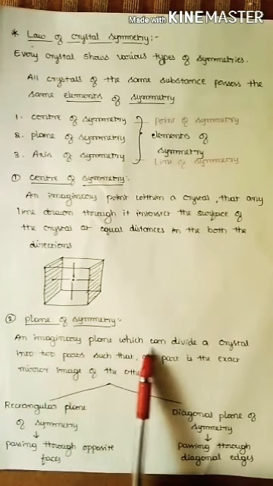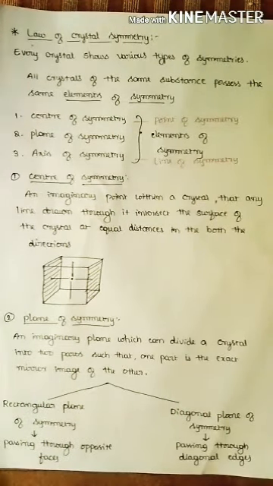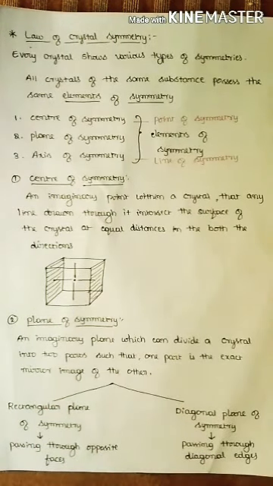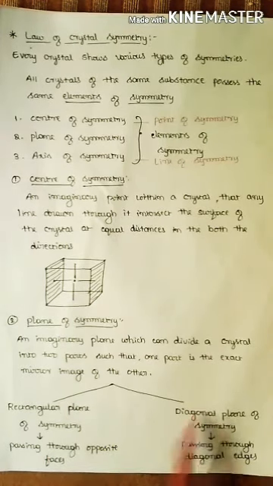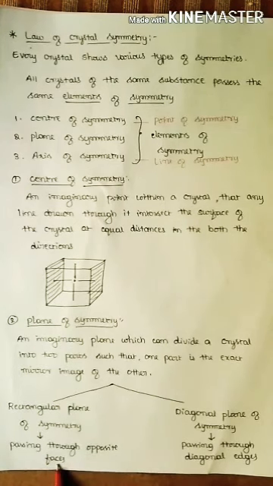Here is given an imaginary plane which can divide a crystal into two parts such that one part is exactly the mirror image of the other. That is the simplest definition for plane of symmetry. And the crystal system possesses two kinds of planes of symmetry: rectangular plane of symmetry and diagonal plane of symmetry. We should be well aware of the exact meaning of each. If the plane is passing through opposite faces, then such a plane is called a rectangular plane. And if the plane is passing through diagonally opposite edges, then that is called a diagonal plane.